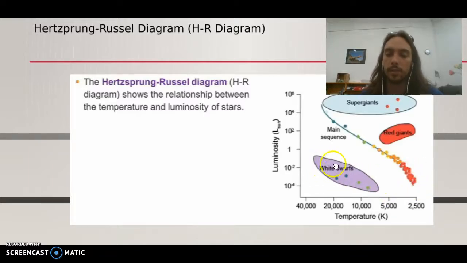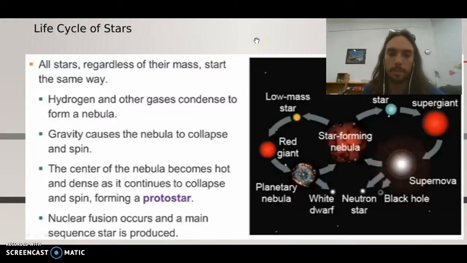So you're going to get these white dwarfs over here. They don't really follow the main sequence all that well either because they're very hot, but they don't have a lot of luminosity. But for the most part, the hotter you get, the more luminous something is. So that's just something to think about.